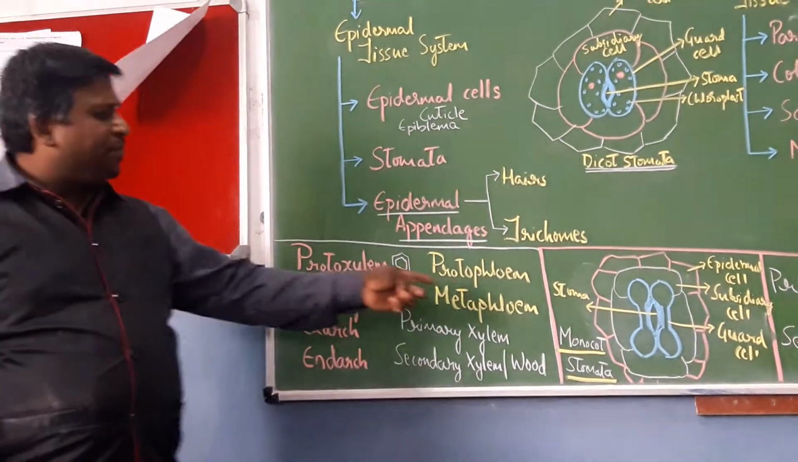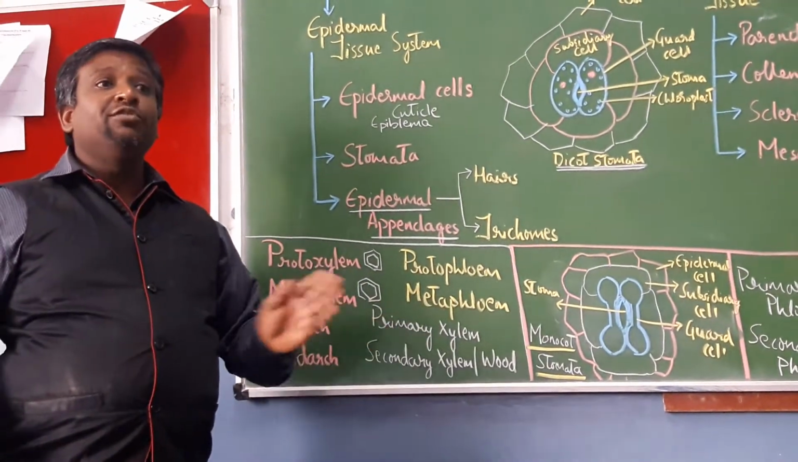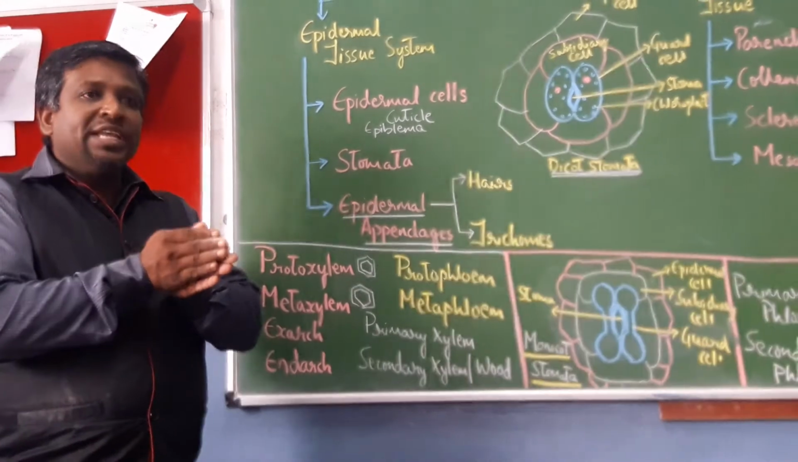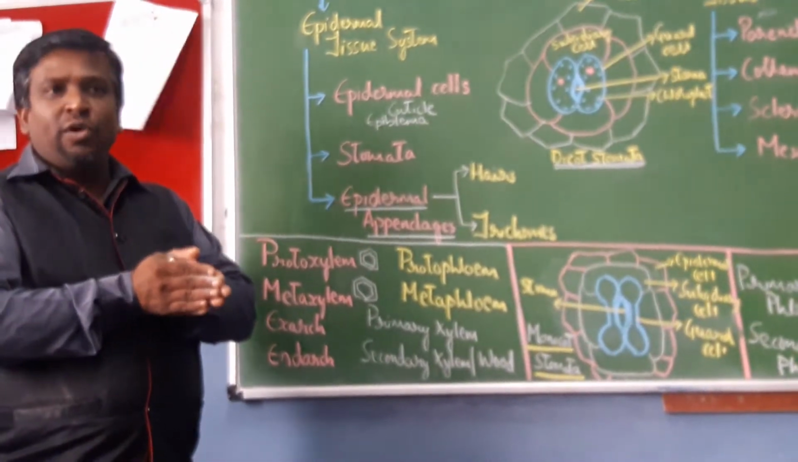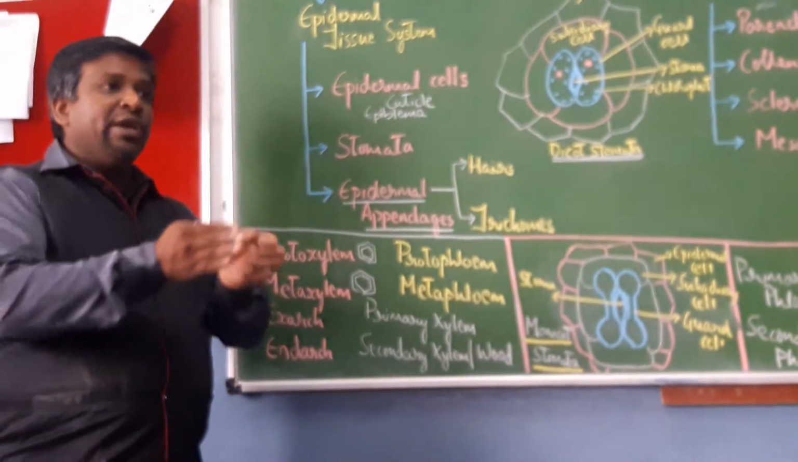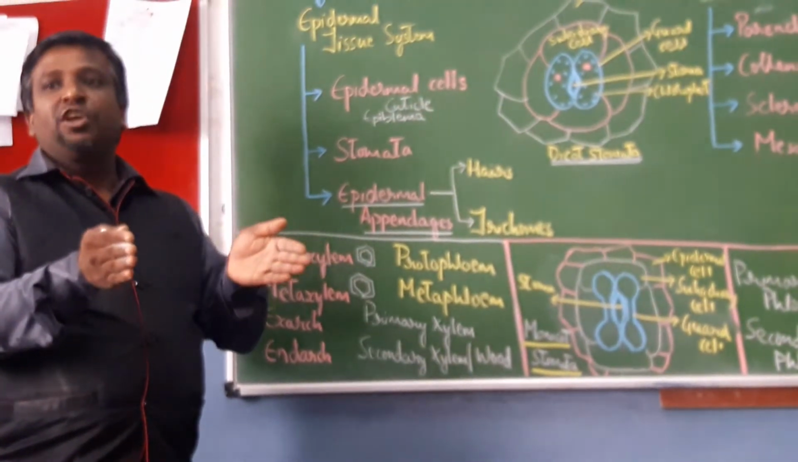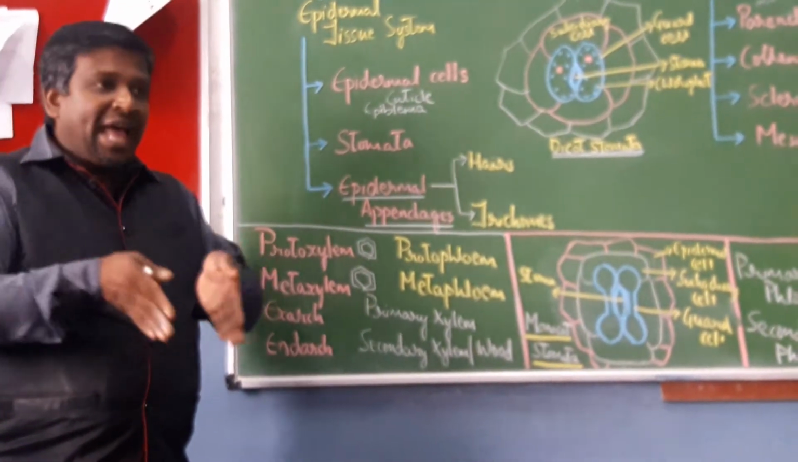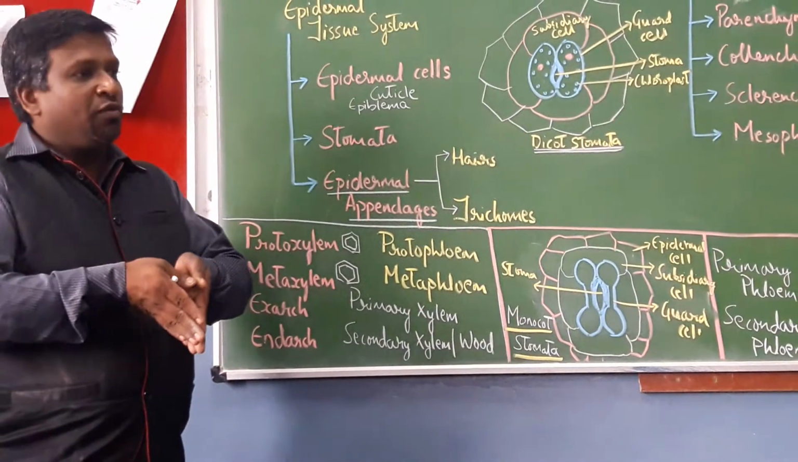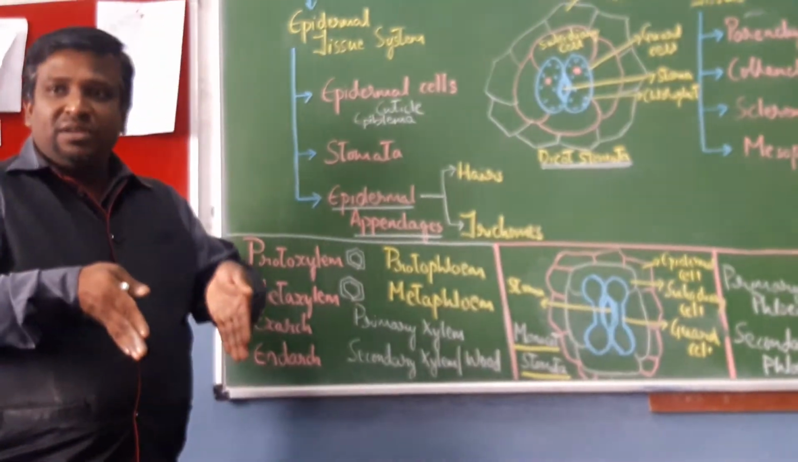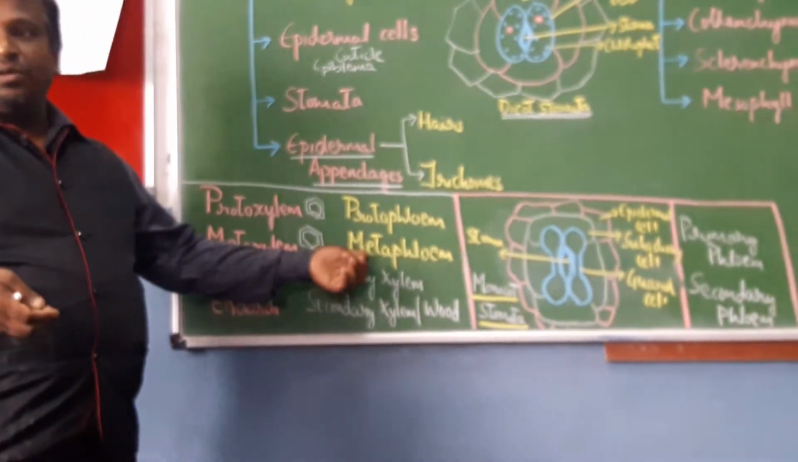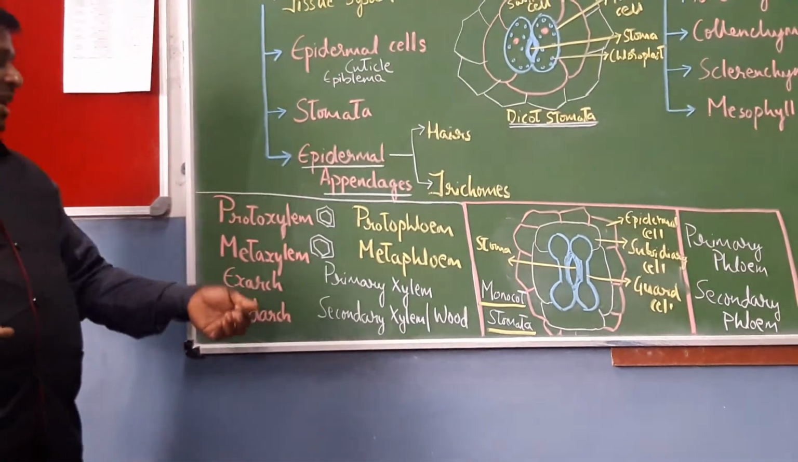Similarly, the sieve tube is narrow in case of protophloem, whereas in case of metaphloem it is broader. Narrow in protophloem, broader in metaphloem. So they are similar. That's the reason I have written there.